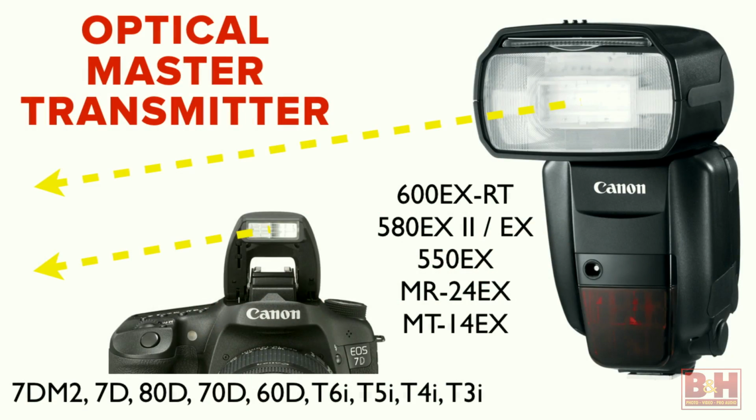There are a number of cameras. Not every Canon camera with a pop-up can be an optical master, but many of them can. So if your camera is listed across the bottom of the screen, then you have a camera whose pop-up can be an optical master. That's a very convenient way to get into off-camera flash, because you get your first Speedlite, set it up as a slave, and you're off to the races.